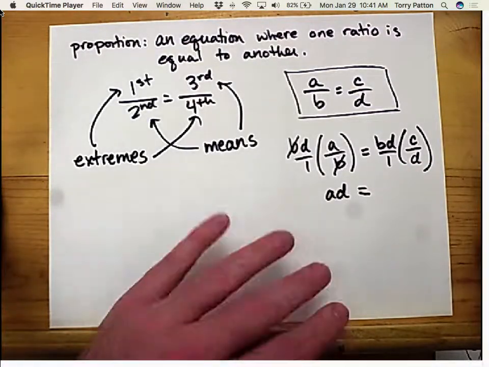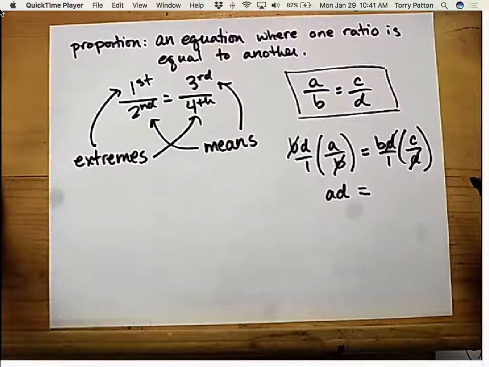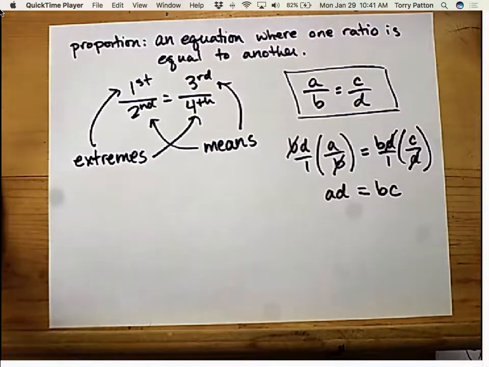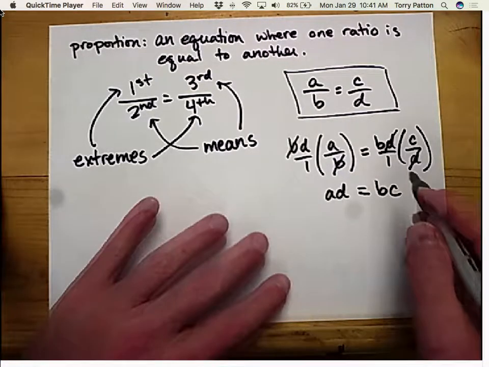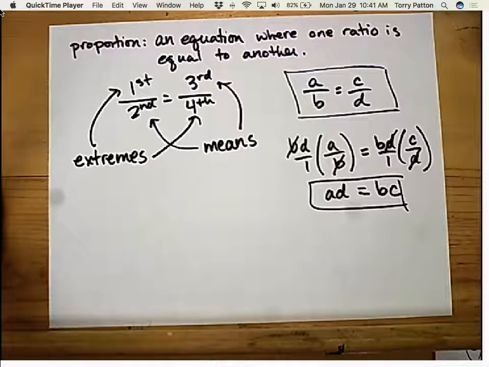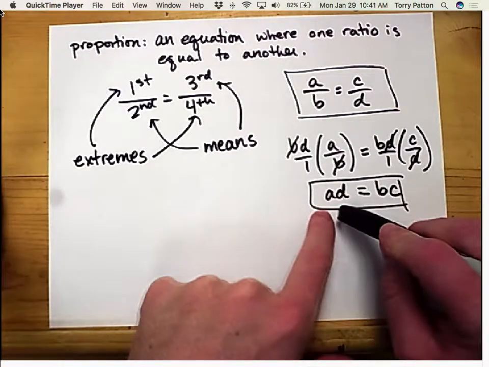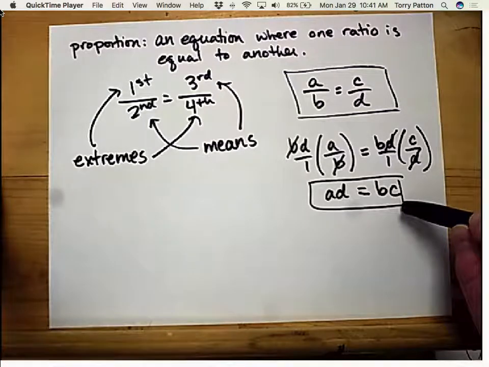What would happen over here? The D's would cancel, and what would it simplify to be? BC. Okay. Usually you put them in alphabetical order if you have more than one variable. So this is an equivalent expression to the original with no fractions in it. Well, look at what it really is saying. What are A and D in the original equation? A and D are the extremes. What are B and C? The means. So the product of the extremes is equal to the product of the means.